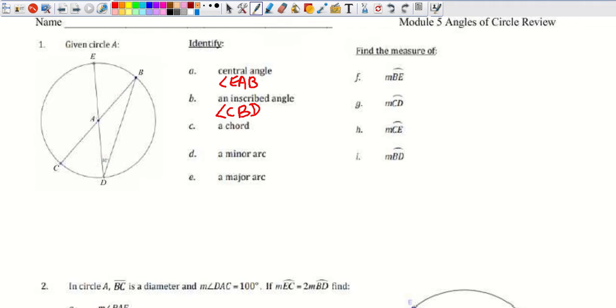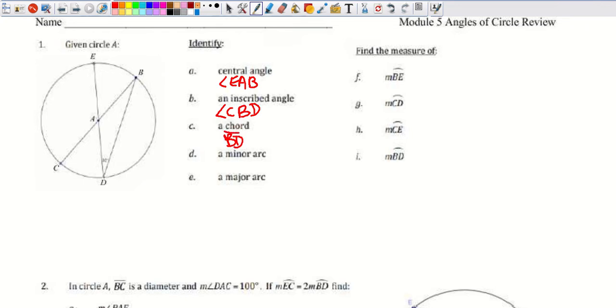Okay, a chord, there's a few of them here. There's the diameters, but we'll stay away from that one, and we'll go with line segment, I should say, for chord, not arc. BE, BC, BD. And then once again, it's a line segment, so straight across.